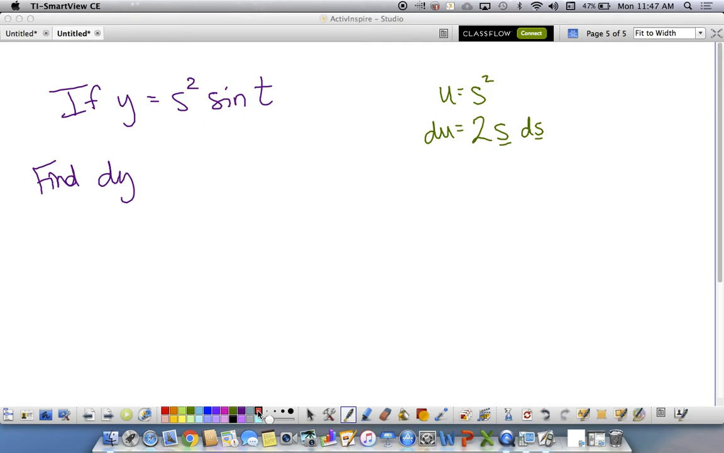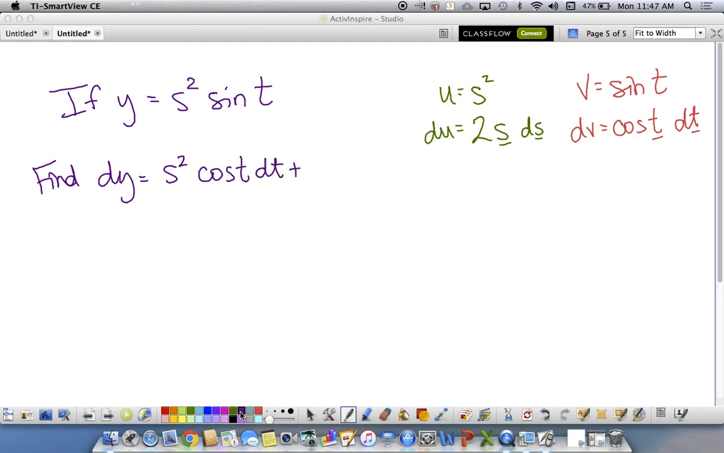What about v? What is my v? The second one, it is sine t. What is the differential of sine t? dv equals, the derivative is cosine t dt. They have to match. All right? So what is dy? First, d second, plus second, d first.